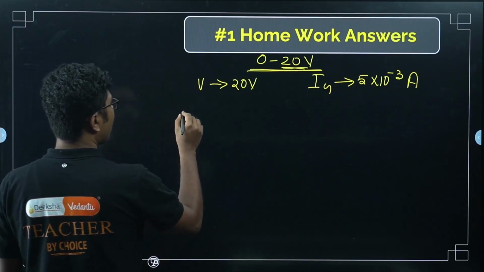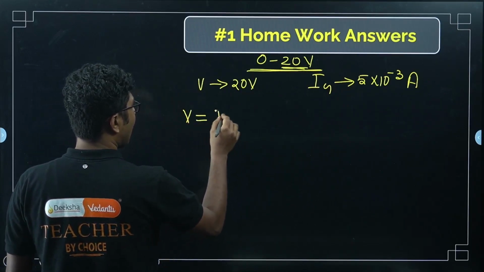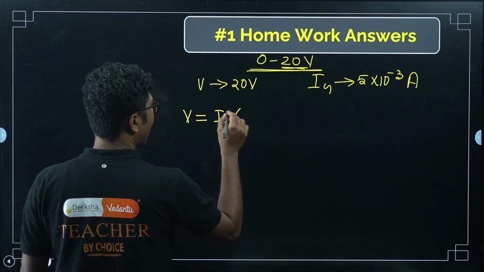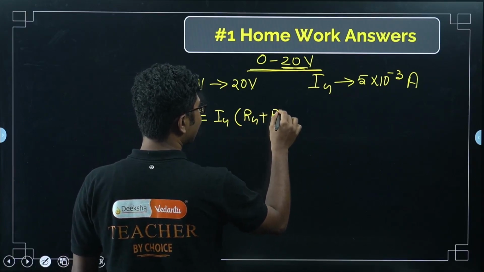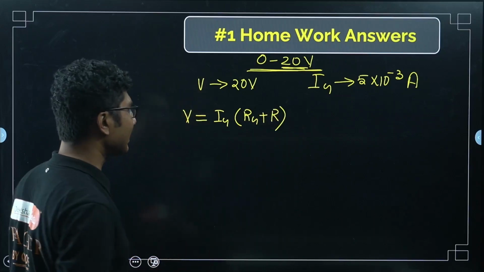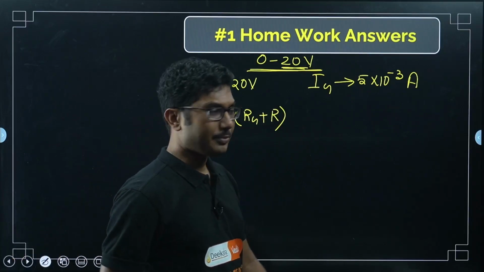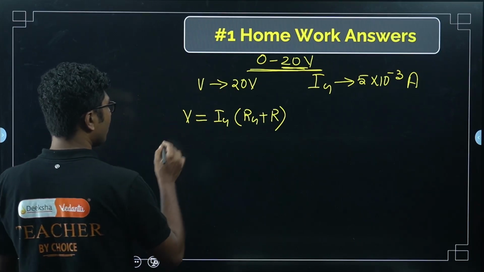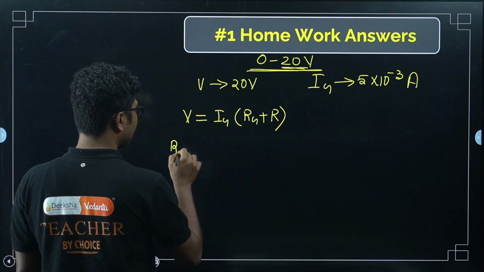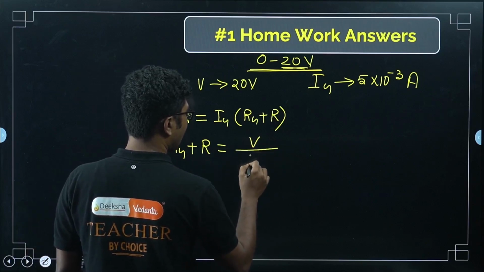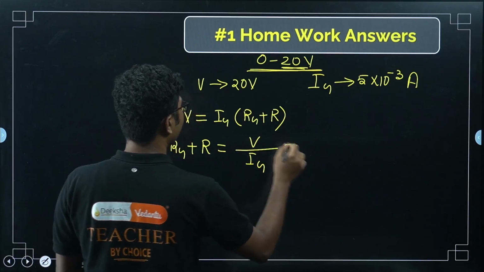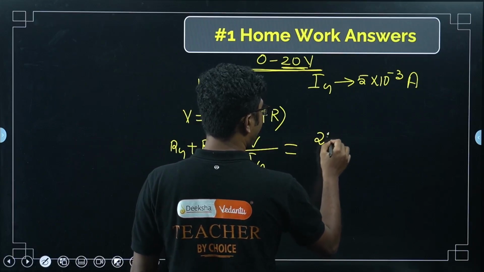Now from Ohm's law we know that V equals IR. Now R here is Rg plus the external resistance. They are connected in series, right? A high value resistance connected in series. So the equivalent resistance will be Rg plus R. So we can write Rg plus R should be equal to V divided by Ig. What is V? V is 20 volts.